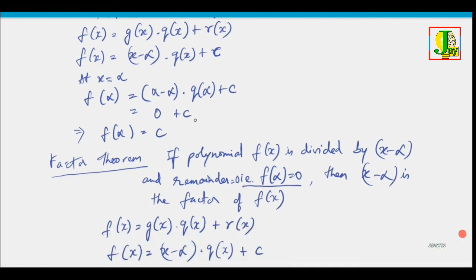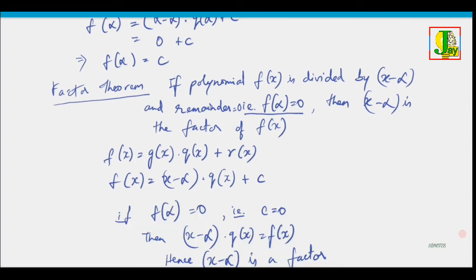So remainder theorem says f of alpha is the remainder, and factor theorem says x minus alpha is the factor when the remainder is 0, that is, f of alpha is 0. So if the remainder is 0, then x minus alpha becomes the factor. That's all.